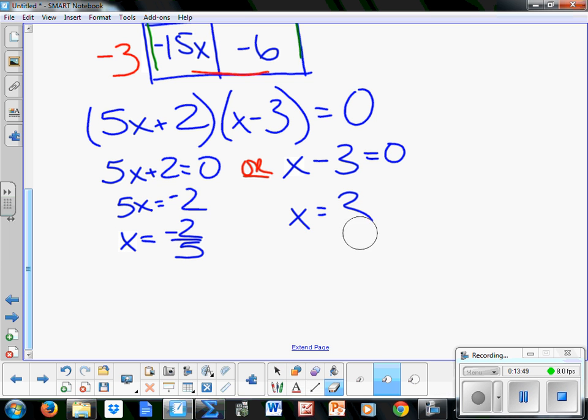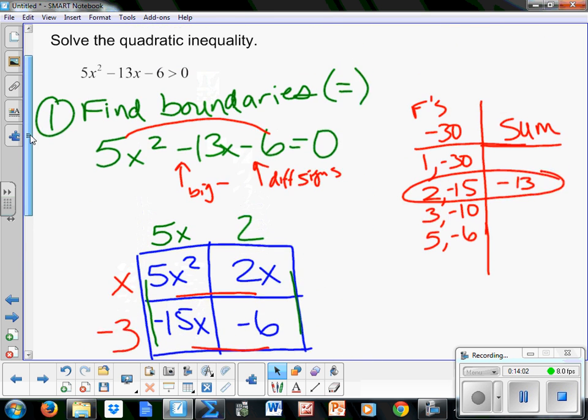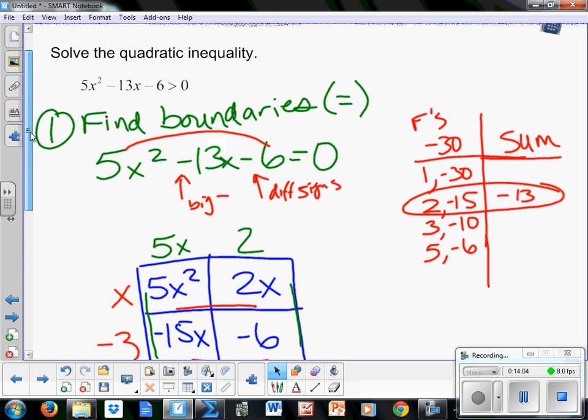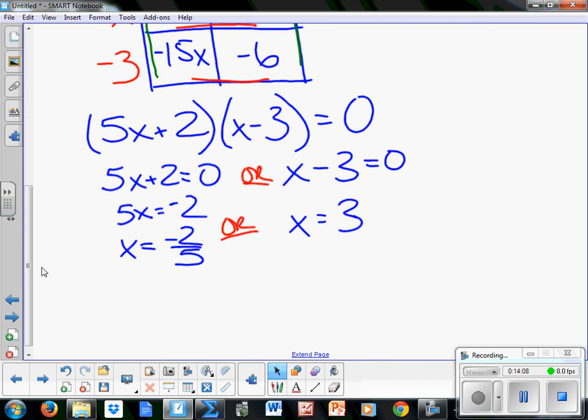Okay, our x = 3. And again, this is an "or." Now remember, we're not done because we're dealing with an inequality. We did solve our equation by factoring, but because our original problem is dealing with an inequality, we have more steps to do. These are just our boundary points.